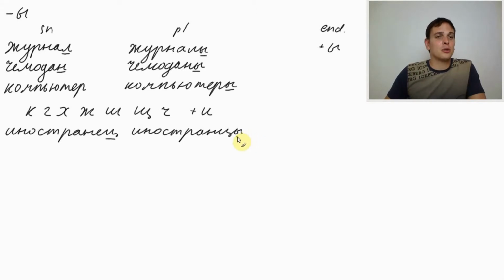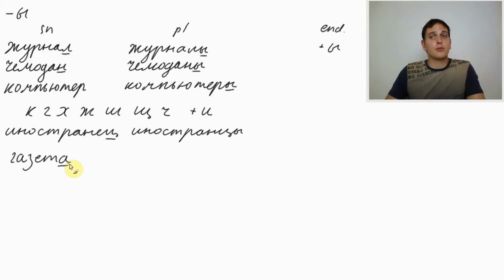Now let's go to the second example on our map. The second example was газета. Газета was ending in A, meaning it's feminine. However, from now on, it's not very important if it's feminine or masculine. We're just looking at the ending of the noun. And the plural become газеты.